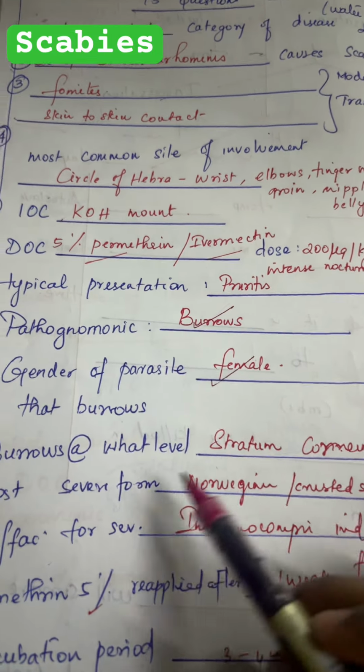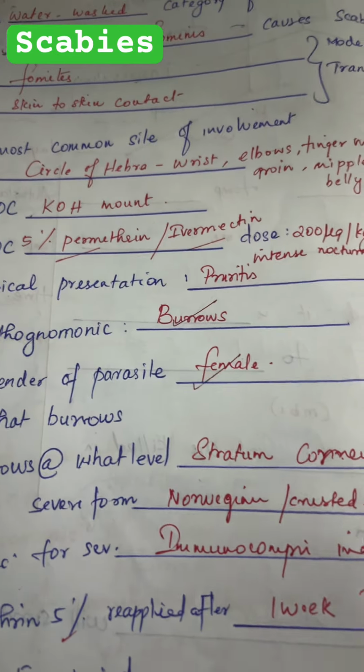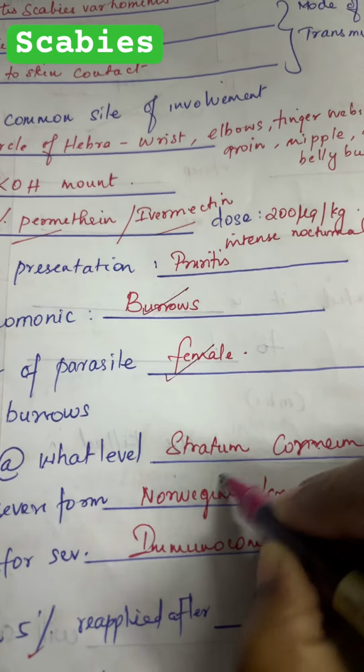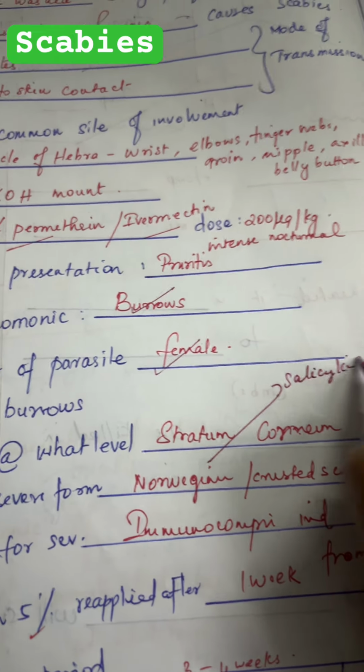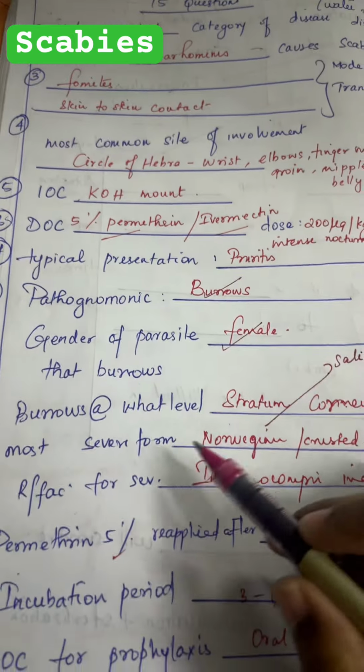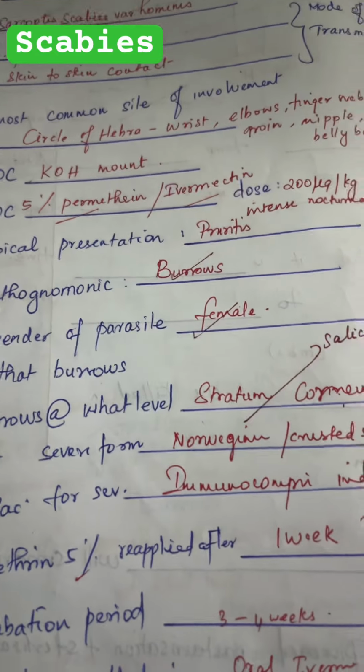At the level of the stratum corneum, the most severe form of scabies we have is Norwegian scabies or crusted scabies. To soften it, you give salicylic acid. And then what is the risk factor for Norwegian or crusted scabies? The risk factor is immunocompromised individuals.